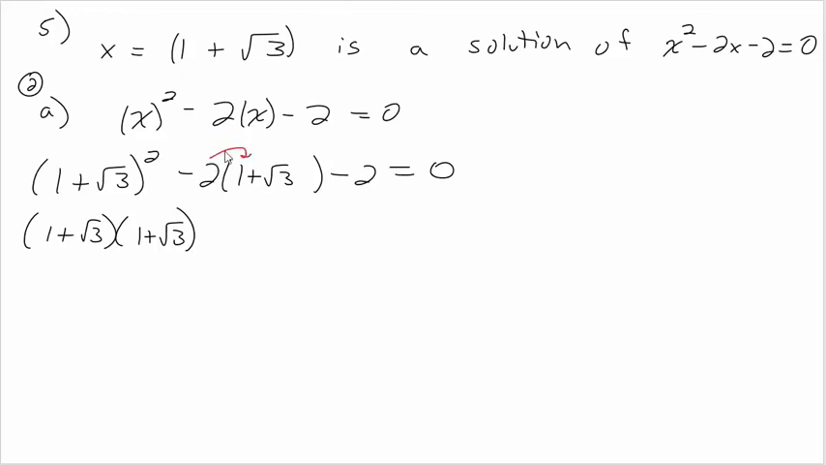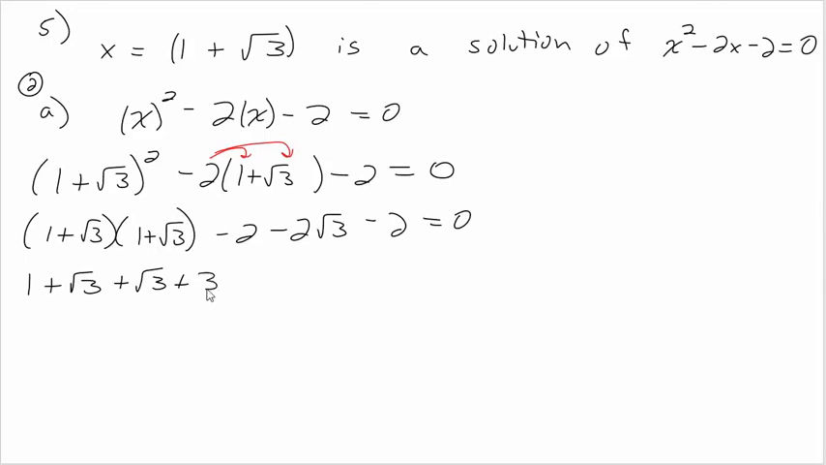For a 2 times a binomial, we can just distribute that in there. So we get negative 2 minus 2 radical 3, and we'll just bring down this minus 2. All right, let's do this FOILing here. So we have 1 times 1 is 1. 1 times radical 3 is radical 3. Radical 3 times 1 is radical 3. Radical 3 times radical 3 is radical 9, which is just 3. And we'll bring the rest of this stuff down.